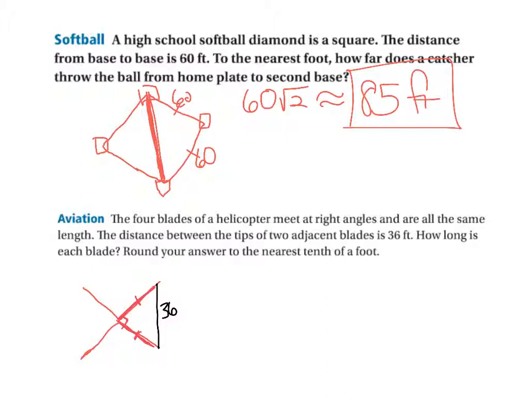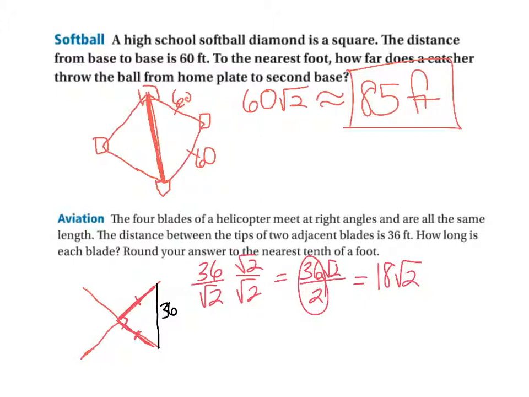All right. In a 45, 45, 90, up here on our softball problem, we had to multiply by root 2. Since I have the hypotenuse, I'm going to divide by root 2. And then I'm going to rationalize. So that's going to be 36 root 2 over 2, which reduces beautifully to 18 root 2.